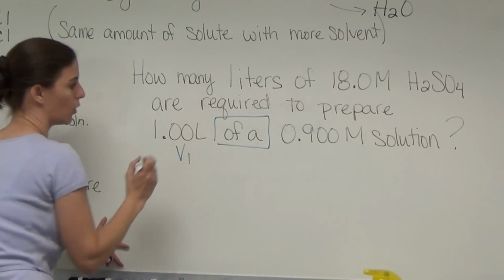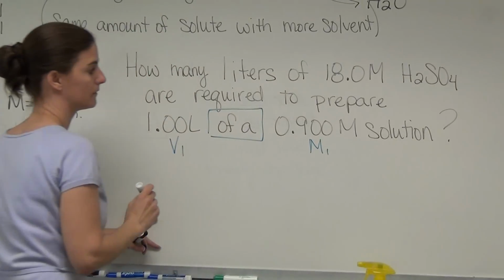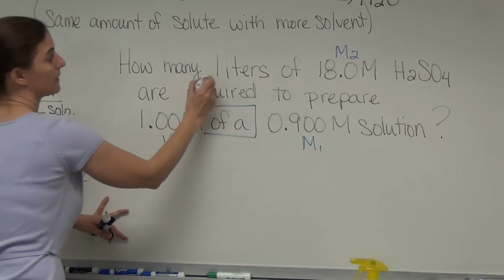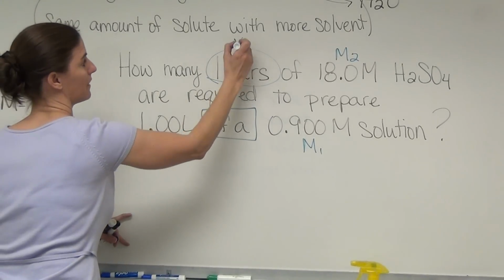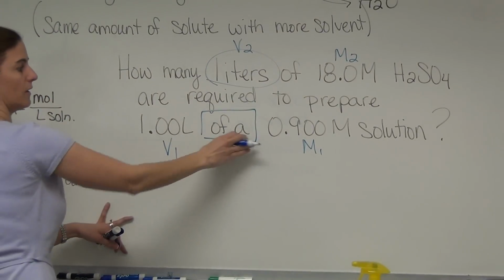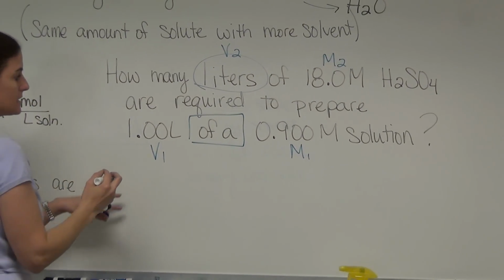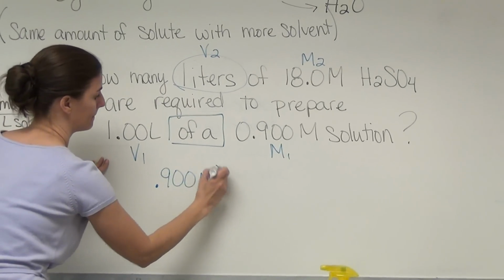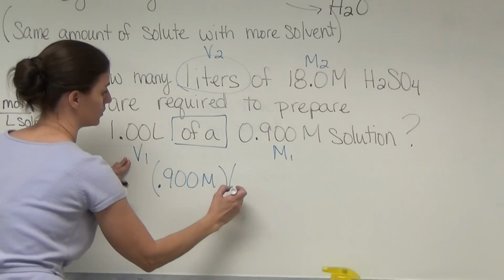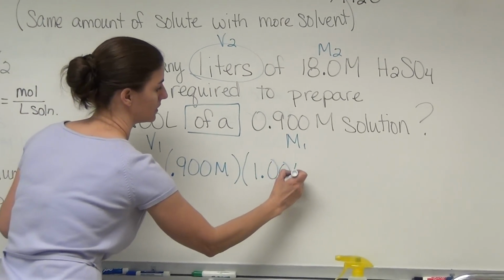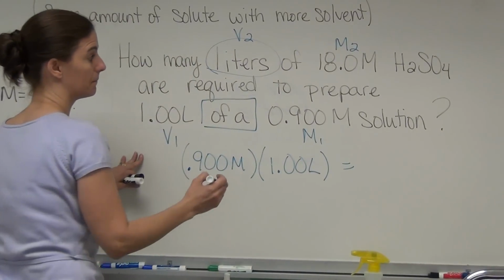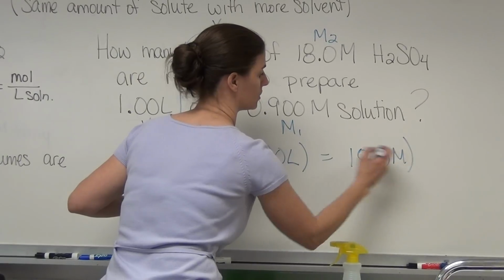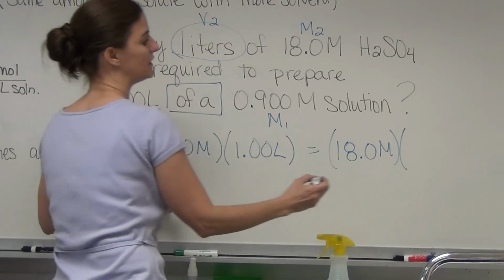So I'm going to make this a V1 and I'm going to make this an M1. So my other molarity is going to be my M2. The liters that I'm trying to find is going to be my V2. You've got to make sure you have the right ones together. So in this case, M1 is 0.900 M times my V1, which is 1.00 liters, equals my M2, 18.0 molar, times my V2.